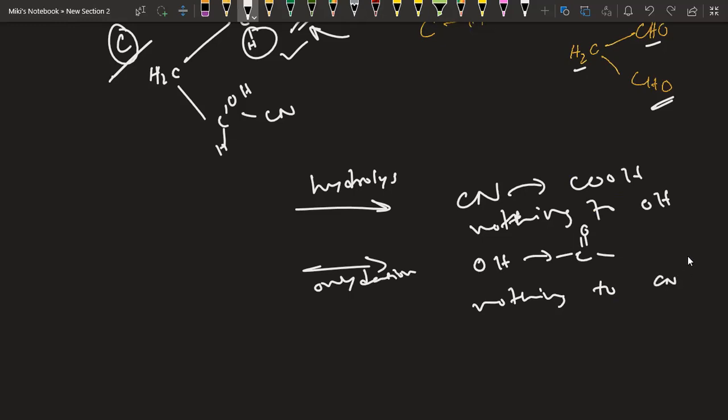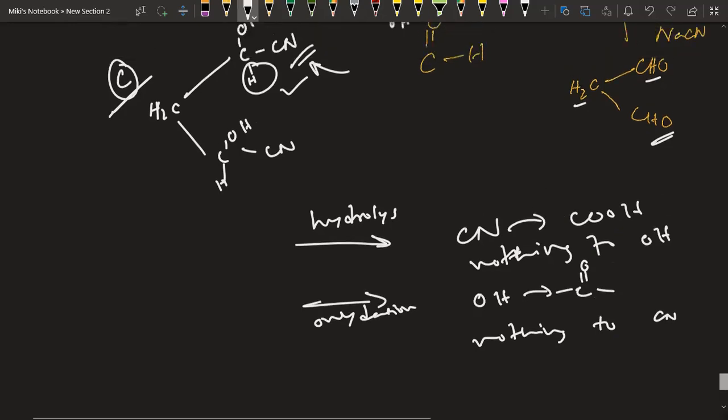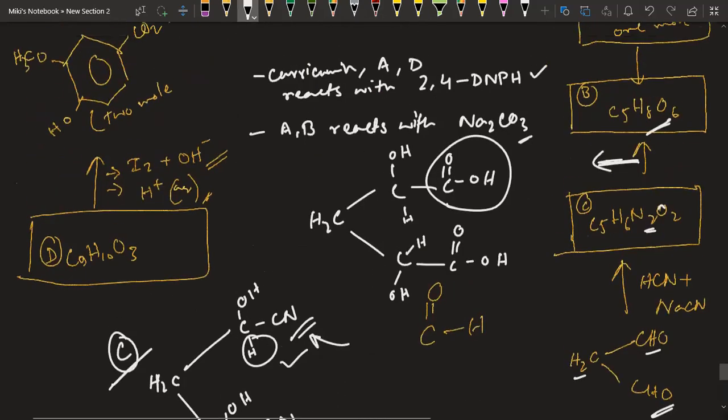If that is the situation, that means what? Either of the reactions could be possible. Now, doing hydrolysis is much more feasible. Why? It fulfills our molecular formula. Here we have a carboxylic acid, and here we also have a carboxylic acid.